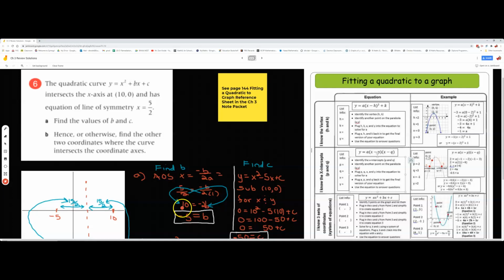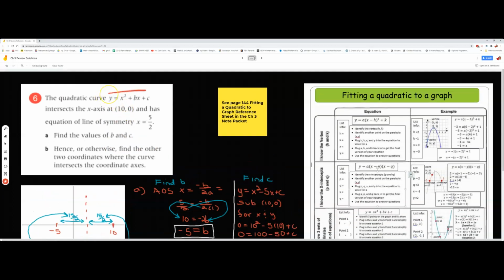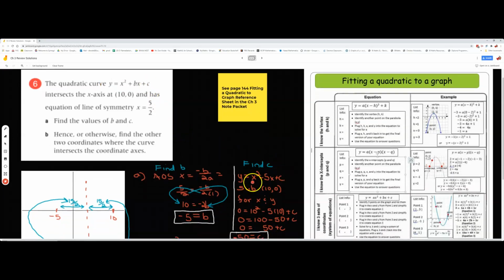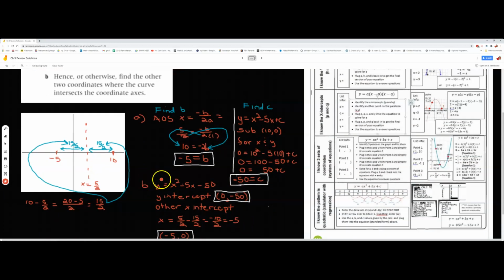Now, to get to the c value, I take that b and I substitute it into my original equation. In order for me to get c, I need a point that I can substitute in for x and y. So I use the x-intercept that I was given, (10, 0). Substitute that in, 0 for y, 10 for x, evaluate it, and then solve it for c, and I get c is -50. So now I have my complete equation here.